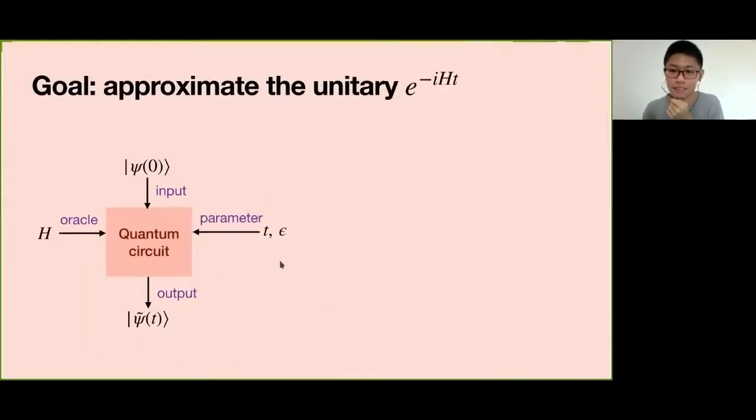Now, let's see how to characterize the complexity of a simulation algorithm. Recall our goal is to approximate the unitary e^{-iHt}. We will call this the target unitary. There are several parameters that determine the complexity of our quantum algorithms. If the input size is fixed, then our algorithm can be specified as a quantum circuit. We are given an input state psi(0) and an output state psi-tilde(t). Here the tilde means our output state is an approximation of the correct output state psi(t). And the precision is given by a parameter epsilon.